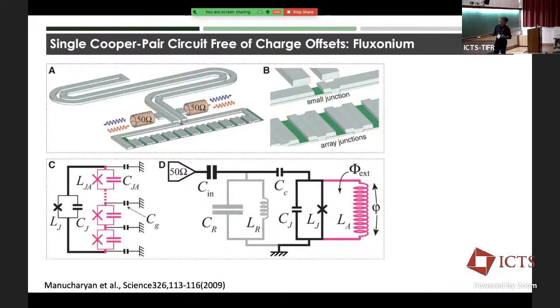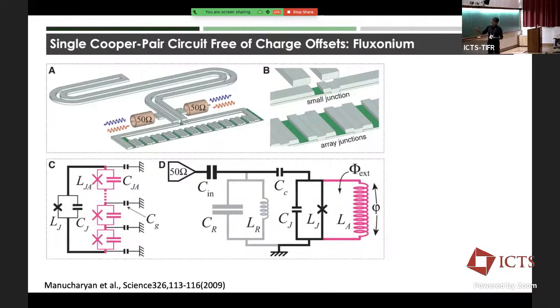This first paper came out in 2009 from the group of Michel Devoret at Yale. And the title of this paper is Single Cooper Pair Circuit Free of Charge Offsets, the fluxonium. From the circuit diagram, if you just pay attention to this part here, it's a trivial modification. So you have your Josephson junction like before, and you have your capacitor shunting it. But now you have a linear inductor shunting it as well. Okay? The parameters of the Josephson inductance and capacitance are different. They are actually closer to what the charge qubit parameters used to be.